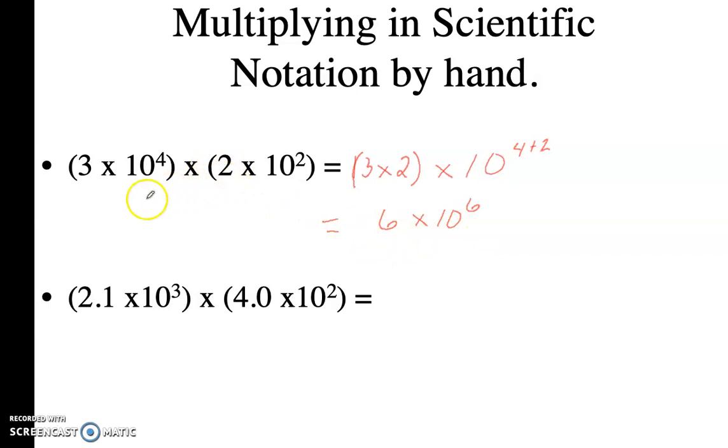Because the lowest number of sig figs up here is 1. They both have 1. Now this number down here, same thing, 2.1 times 4. Let's write it out first. 2.1 times 4. And then we add the exponents, 3 plus 2. So 2.1 times 4, obviously 8.4 times 10 to the 5th.